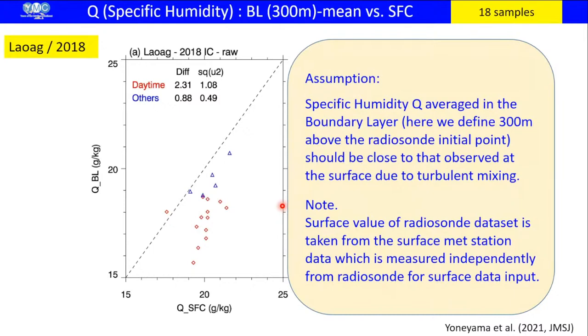So to confirm this possibility, we assume, for example, that the specific humidity average in the boundary layer should be close to the observed surface value. If you are familiar with latest sounding, you may know that the sounding data's initial point is obtained not by the later sound but by surface meteorological stations. So it means that they have contained two data sets. So using those data, we can compare them. We can judge if they have a dry bias or not.